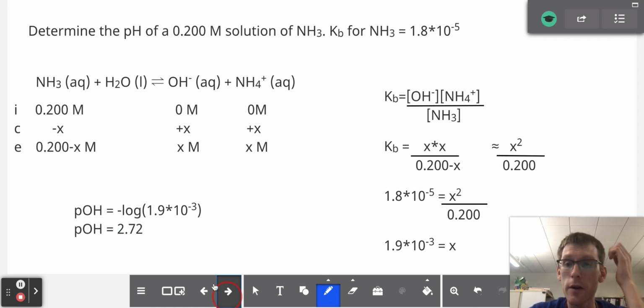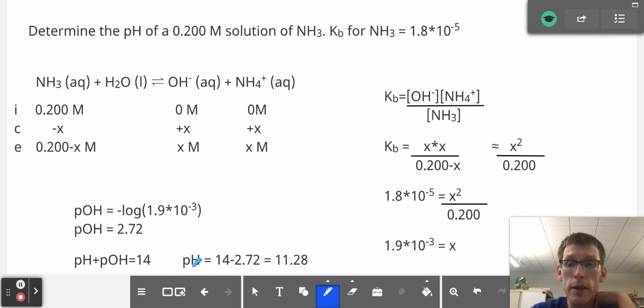And then from there, we can just say that pH plus pOH is equal to 14. So 14 is equal to 2.72 plus pH, and therefore pH is going to be equal to 14 minus 2.72. It's 11.28. Again, I went through this one rather quickly because it's essentially the same as the first problem. But here's just another way of looking at a weak acid or weak base problem.